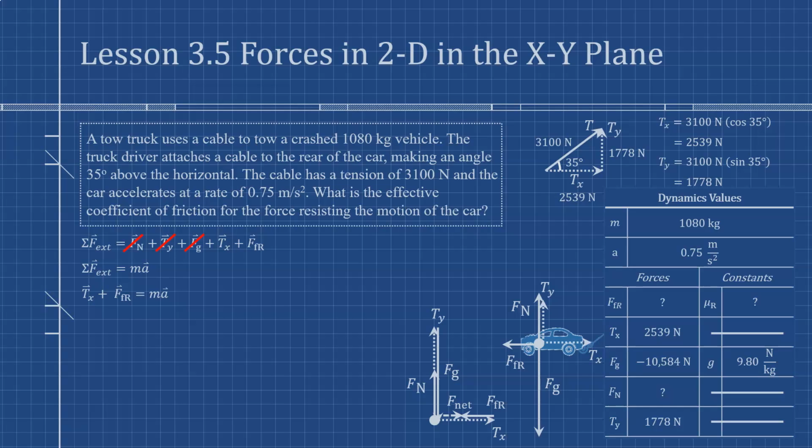So my x component of the tension force, which I know, plus the friction force, which I don't know yet, is going to equal mass times acceleration. And interestingly, I know mass and acceleration. The only thing I don't know is friction force. Do I have a way of finding the friction force? Well, I know I have this equation, which relates the friction force to the coefficient of friction and the normal force. So this is the force of friction equals mu Fn.